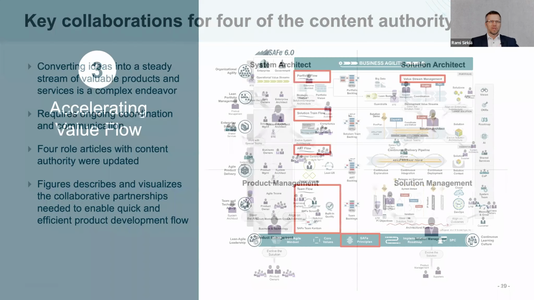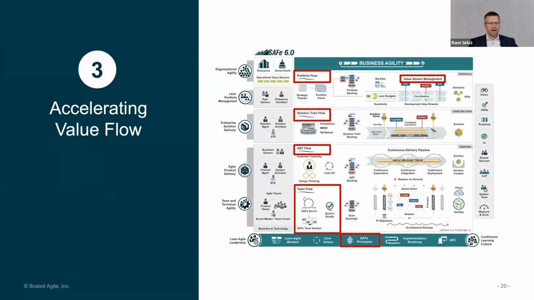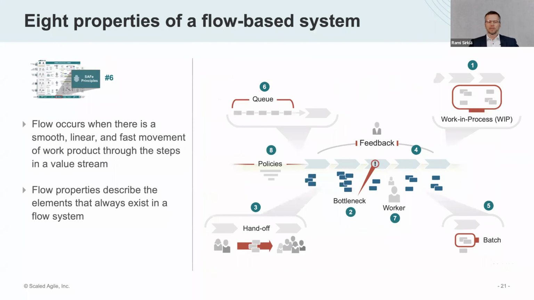So that was the team, and now moving to accelerating value flow. And again, you can see that the flow is being represented and repeated in quite a few places. First, we would like to highlight the 8 properties of the flow-based system. You remember principle number 6 earlier talked about just a few of these, but now we respect that there are actually many more, and obviously these are important to understand.